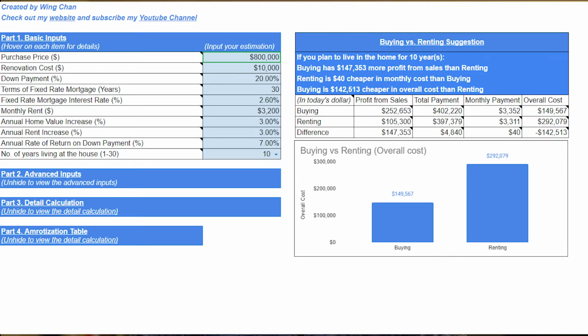A very quick overview of the spreadsheet. The blue area is where you enter the basic input. On the right side is the buy versus rent results. And then on the bottom, there are more detailed calculations and advanced input. But don't worry about that for now. Once you enter all the inputs, the calculator will show you whether buying or renting is cheaper.